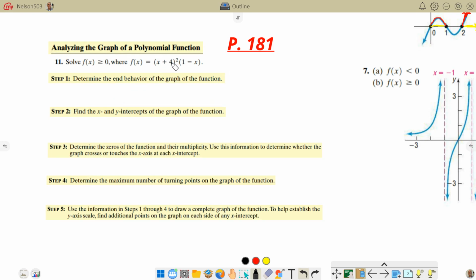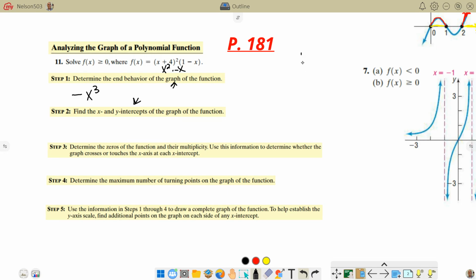Well, if I expanded this, it would be an x squared times a negative x over here, right? I'm not worried about any of the other multiplication. I'm just worried about the term that's going to generate the largest degree, which is going to be a negative, because there's a negative x over here. I'm going to get a negative x cubed. That means the end behavior is down on the left and up on the right.